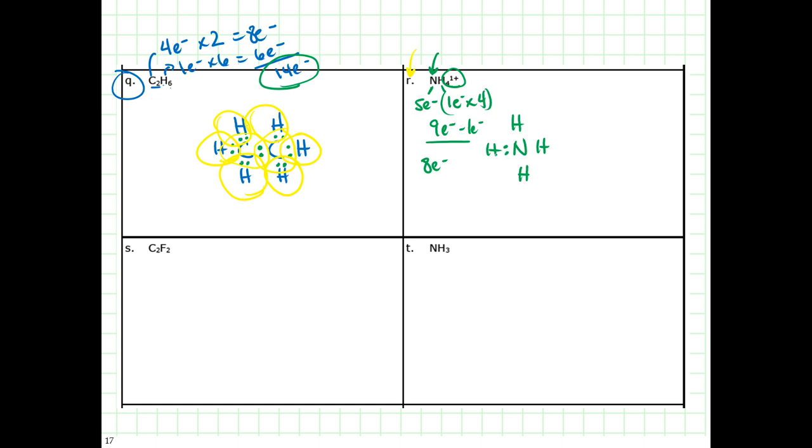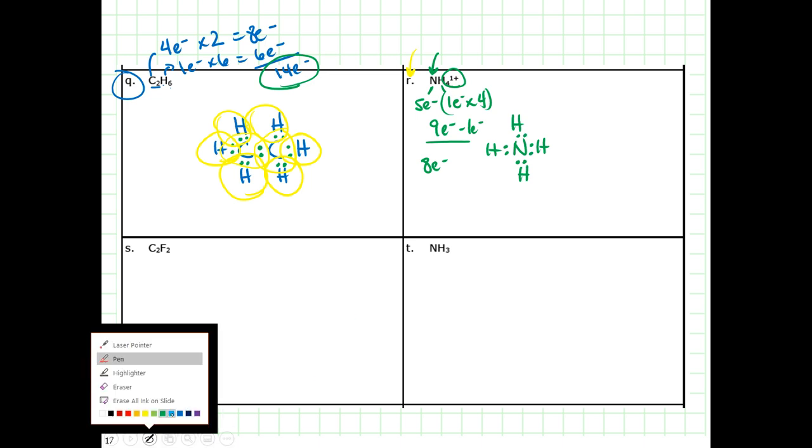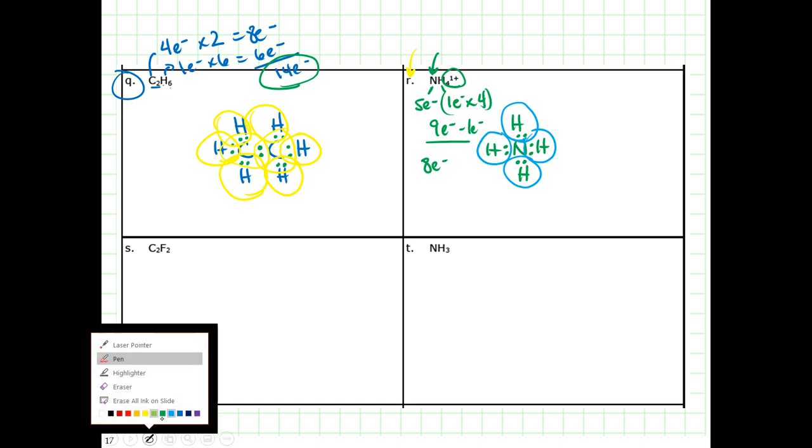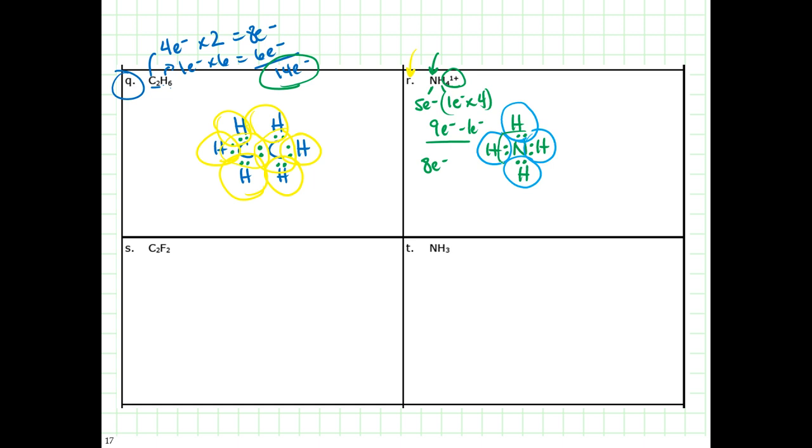I'm going to put them between my pairs. I put the shared pairs between the atoms first. There's 2, there's 4, there's 6, there's 8. We have run out of electrons. What do we do? Actually, we don't do anything. We're done. I've got 2, I've got 2, and 2, and 2. And then looking at that nitrogen, there are 2, 4, 6, 8 around the nitrogen. Remember, because this is an ion, we're going to go ahead and put the whole thing in brackets with the charge on the outside. Go ahead and do S and T on your own, and then come back and check your answers.